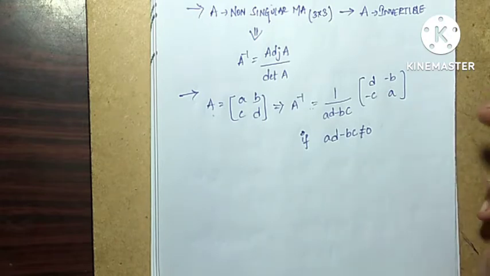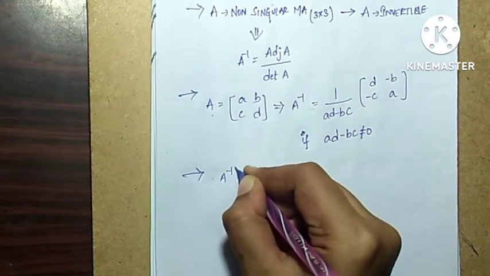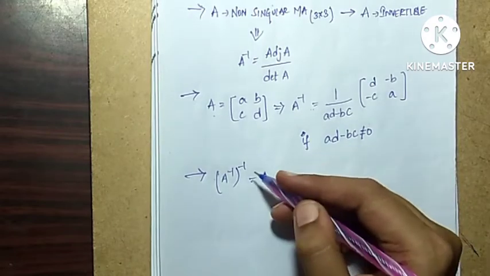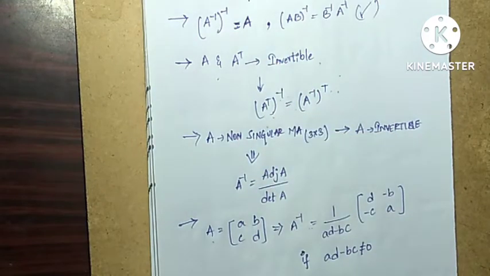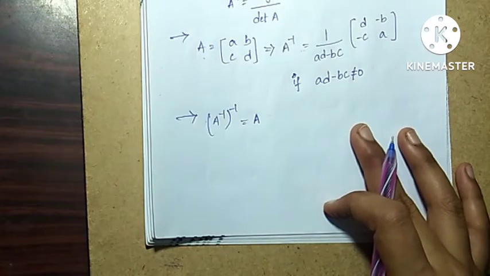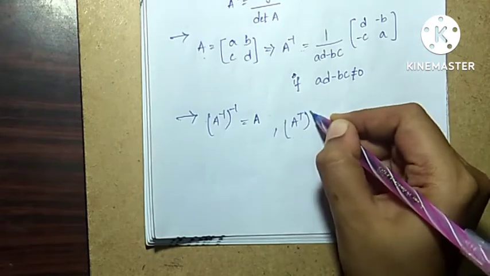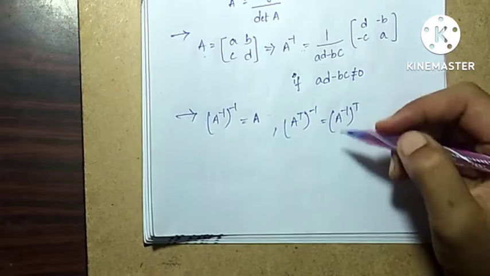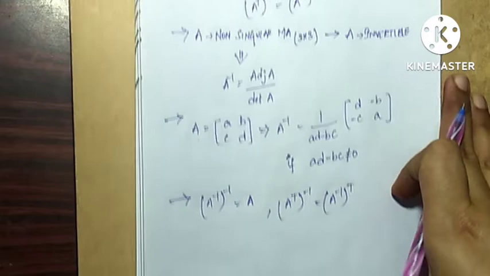Okay, next point is A inverse whole inverse is equal to A. We had already discussed this point earlier. Now we are discussing it here also, so that doing it twice will help you remember a lot. Next, A transpose whole inverse is equal to A inverse whole transpose. It is just a small revision. We had done this, and now we are doing it again.